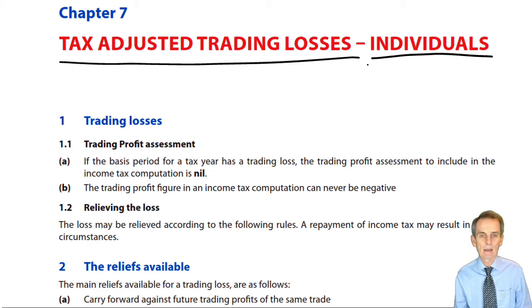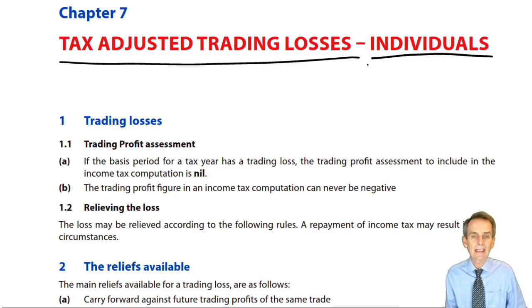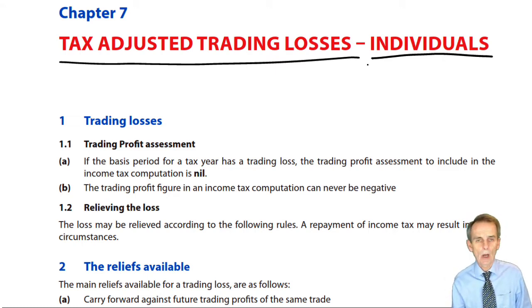What does that mean, therefore, and how do we then give relief for that loss? Because one thing is for sure, if HMRC are going to assess us and charge us to tax on profits, then they have to, and they do, give us relief for tax-adjusted trading losses that we then sustain.